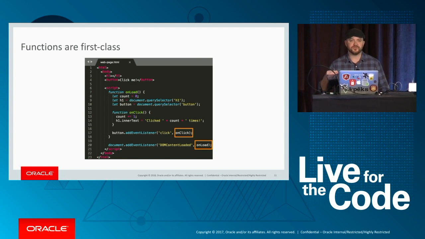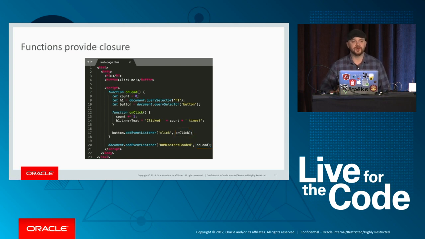That's what functions as first class means, that functions are just like any other data type. They can be passed around and invoked in the future. We're not invoking on load here. Instead, that function will be invoked in the future. The same is happening with onClick. So that was cool, that helped.